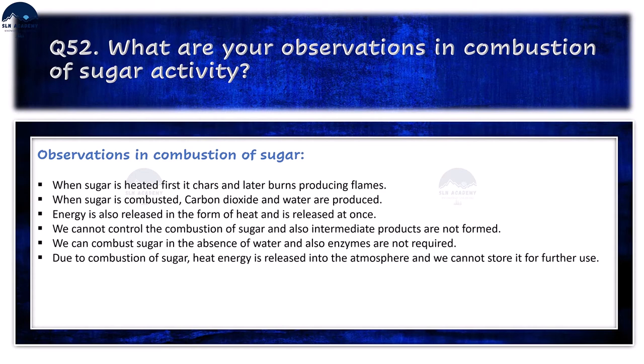We cannot control the combustion of sugar, and also intermediate products are not formed. We can combust sugar in the absence of water, and also enzymes are not required. Due to combustion of sugar, heat energy is released into the atmosphere and we cannot store it for further use.